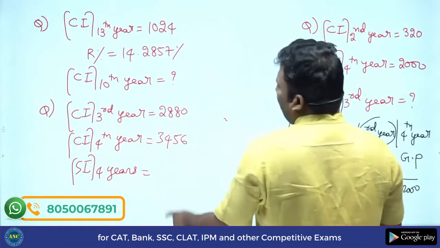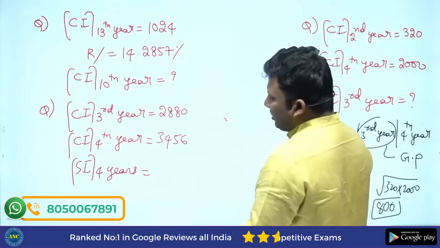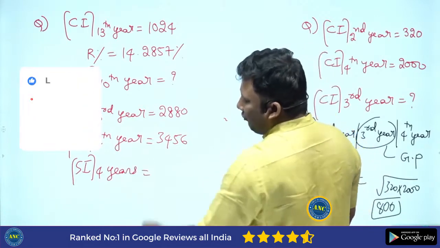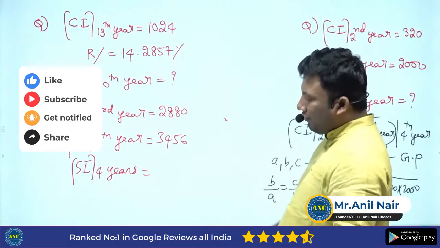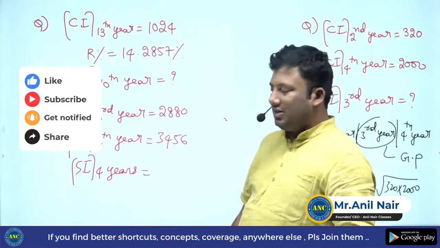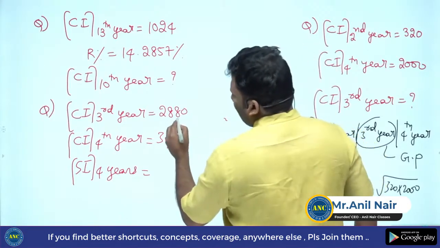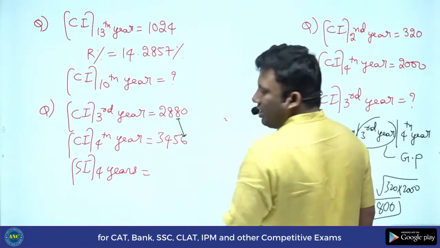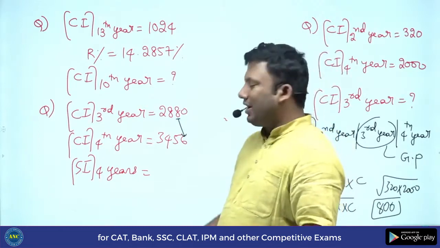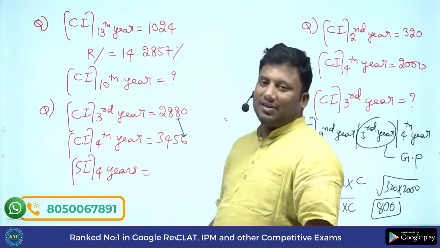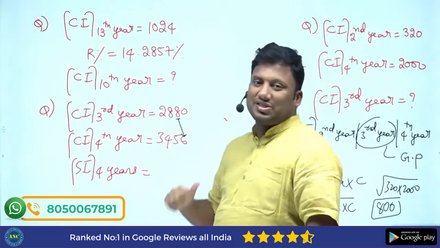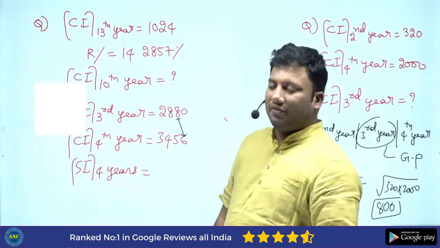This one, CI for the third year is 2880. CI for the fourth year is 3456. This 8 is becoming 6. Which multiple of 8 will I get 6? 8 2s are 16, or 8 7s are 56.